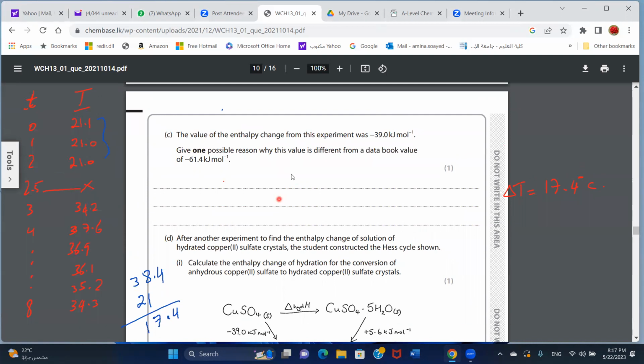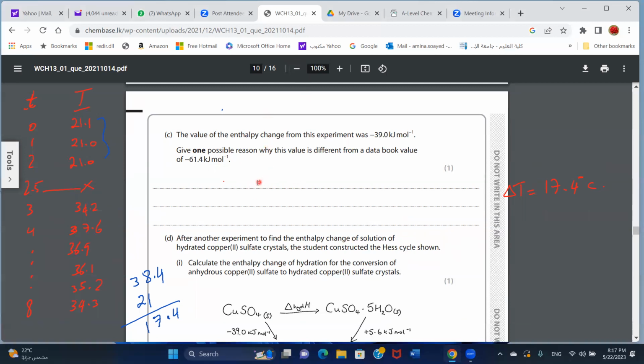Yes, excellent, Timab. Since the enthalpy change that was obtained experimentally was lower than that in the data booklet, this means that there was heat loss during the experiment. Yes.